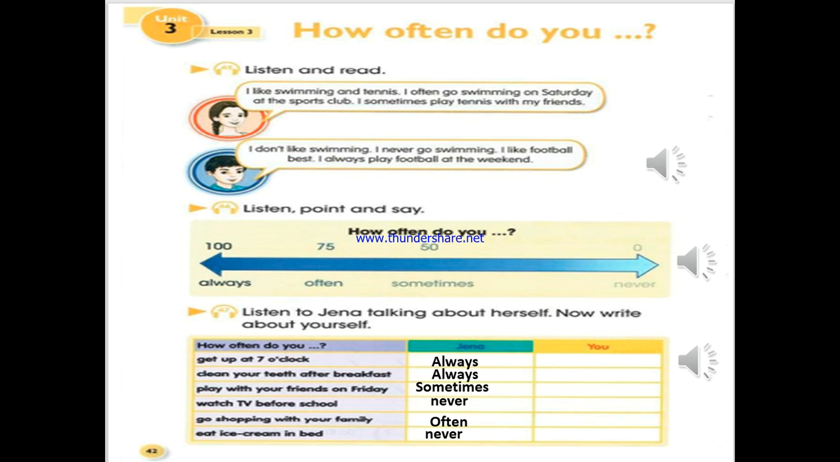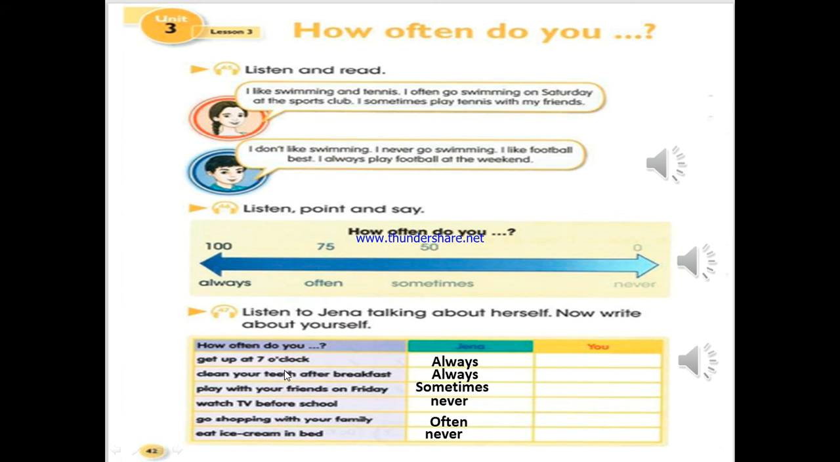Yes. Please do this, Jane, and do this for yourself. Okay, right here we write about Jenna. You should write here about yourself, okay?